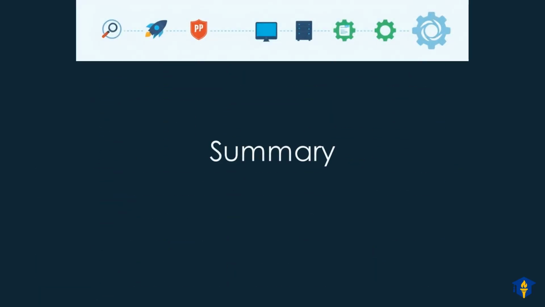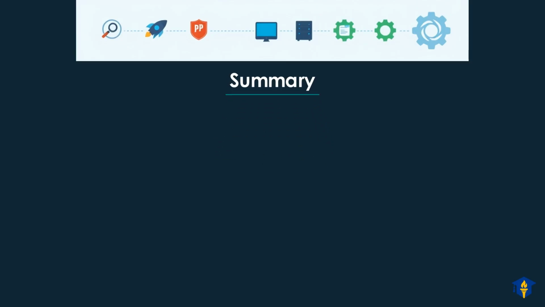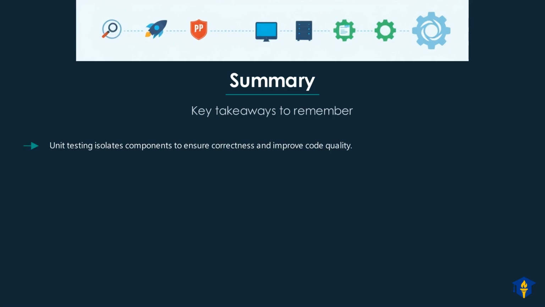To conclude, let us summarize the key takeaways from our discussion on testing and debugging. These are the essential points you should remember to apply robust testing practices in your development. Unit testing isolates components to ensure correctness and significantly improves overall code quality. PHPUnit is the widely recognized standard framework for effectively unit testing PHP applications.